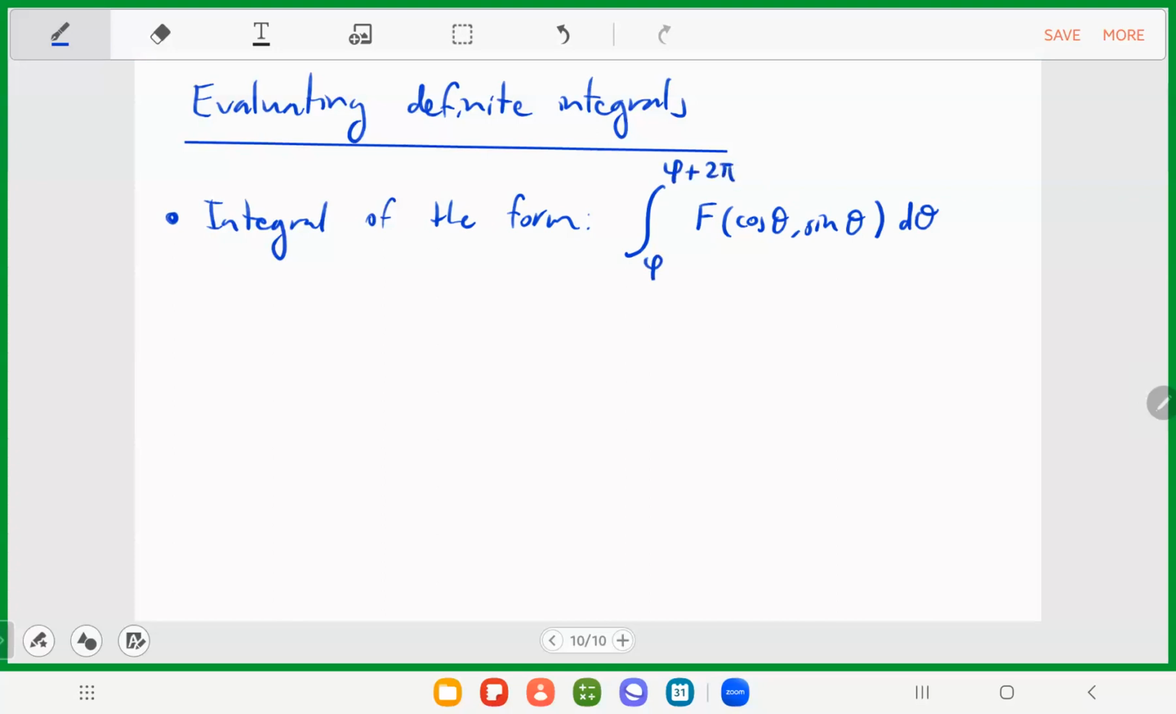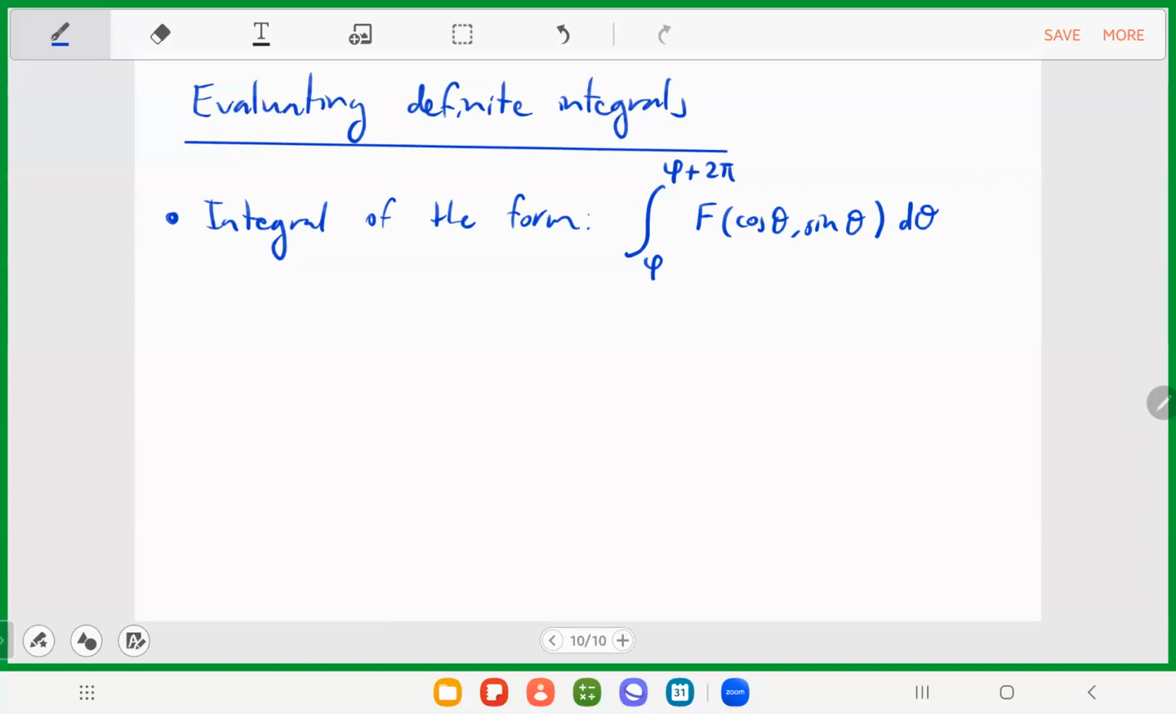Phi could be 0, could be minus pi, or any value, it doesn't matter, because when you evaluate the function around the circle, the function is going to be periodic. So it doesn't matter where you start and end. The important thing is you do the full 2 pi radians. The function is periodic because it's some function of the cosine and the sine, which are periodic.